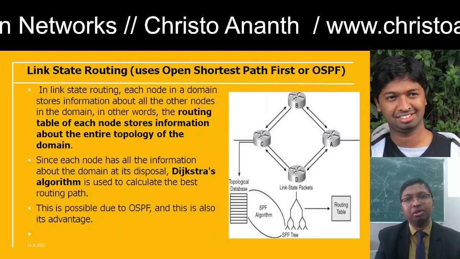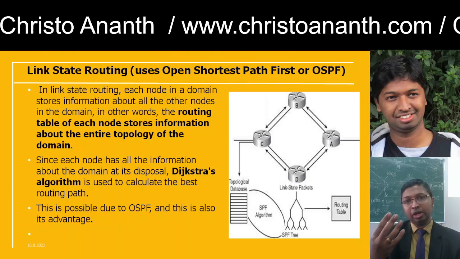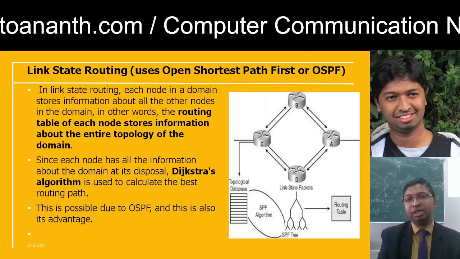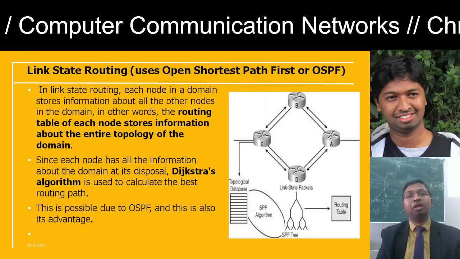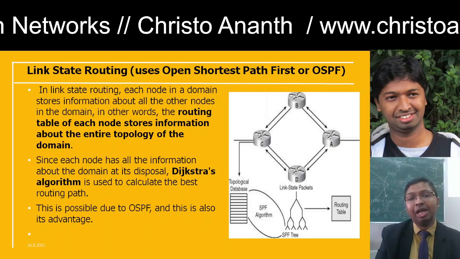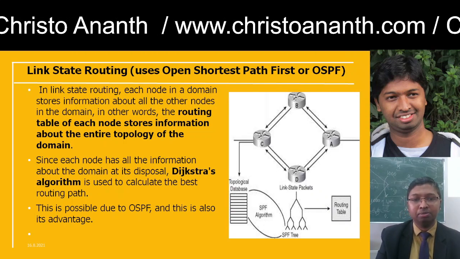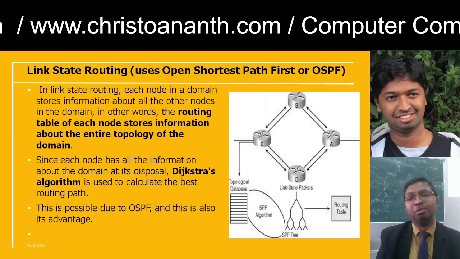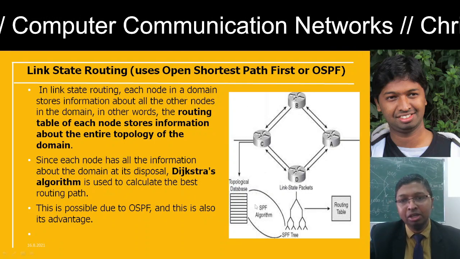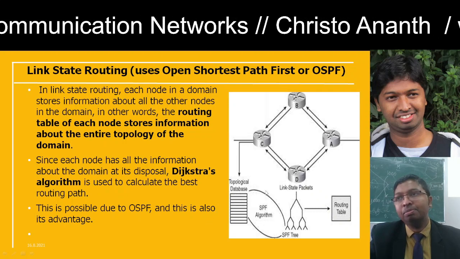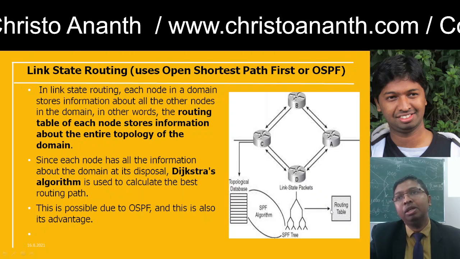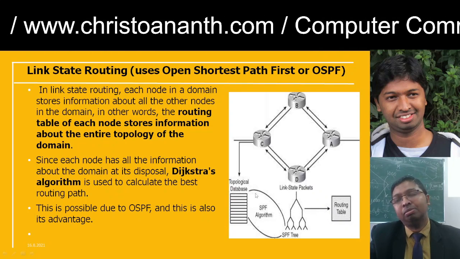And then you will have link state routing. Similarly, a routing table will be maintained. Every node in the domain will be storing information about all other nodes, and the routing table will be storing information about the entire topology of the domain. You can use the Dijkstra algorithm, as we discussed in previous classes, to calculate the best optimal path, or the routing path. This is made possible by the Open Shortest Path First algorithm, and that is the advantage. Across the link state packets, we'll have a topological database that uses the shortest path first algorithm to maintain a tree that is calculated and stored in the routing table.